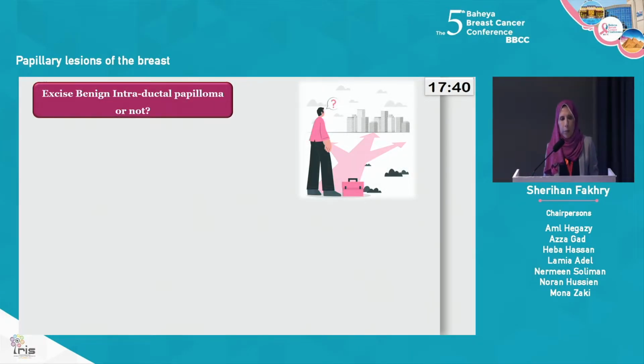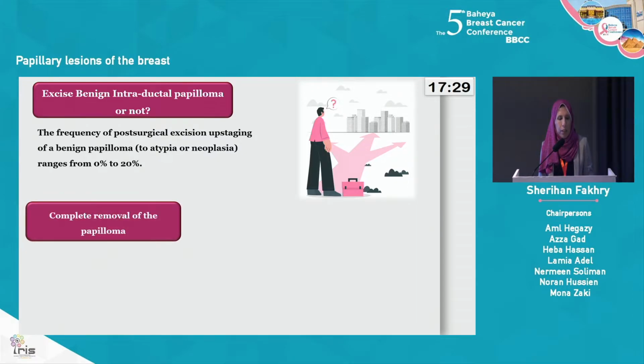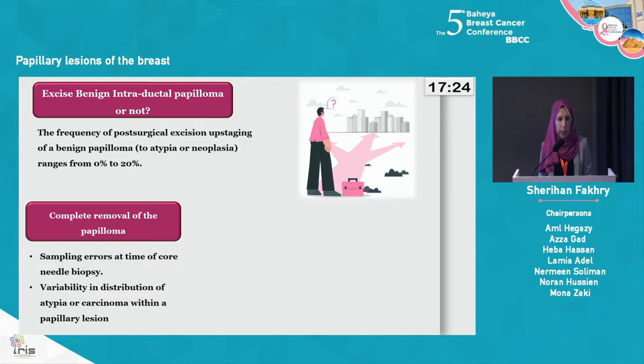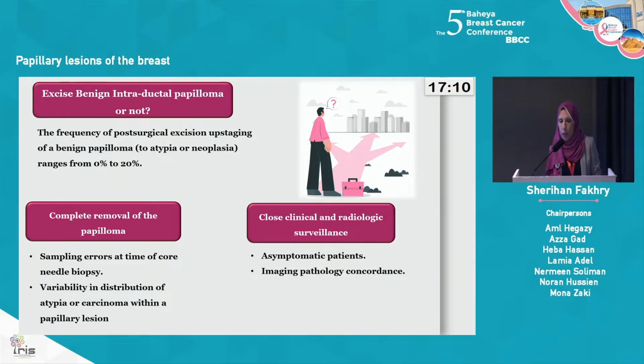Here comes the dilemma whether to excise benign intraductal papilloma or not. It was found that the frequency of post-surgical excision upstaging of a benign papilloma ranges from 0 to 20%. Some authors recommended the complete removal of papilloma due to the sampling error within the core biopsy and the variability in the distribution of atypia or carcinoma, while other authors recommended close clinical and radiological surveillance, especially in asymptomatic patients or with imaging pathology concordance.